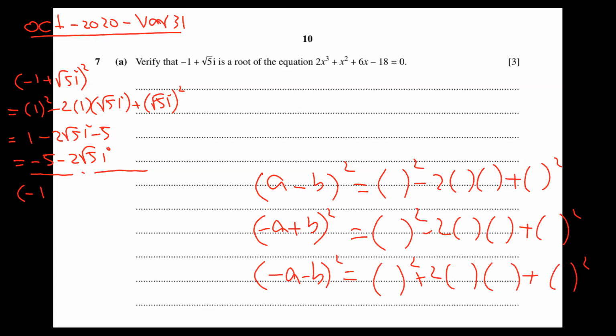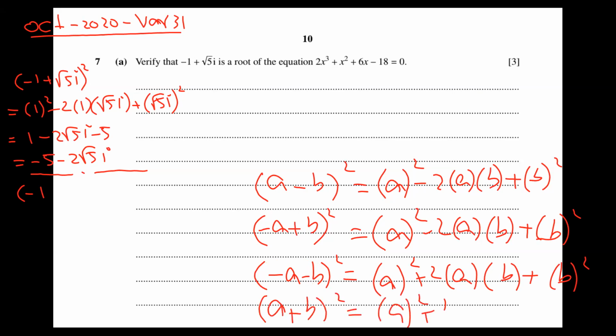Further example. Here A, here B; here A, here B. If any one sign is negative, we put the 2 negative in the middle. But if both signs are positive, or both signs are negative, I will deal with it as a positive. I think the point is very clear. Let's move on to the next.